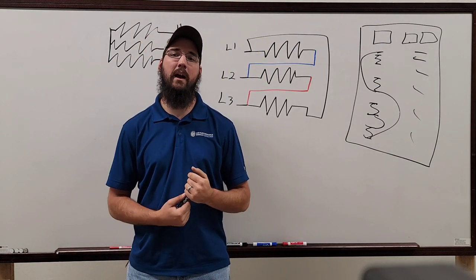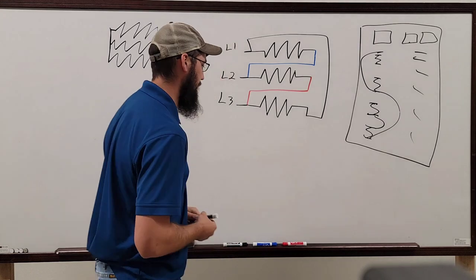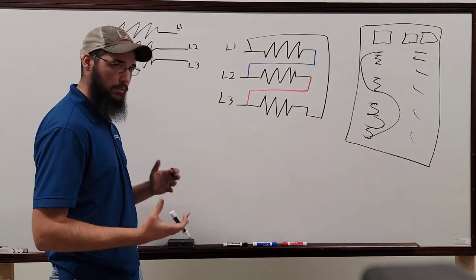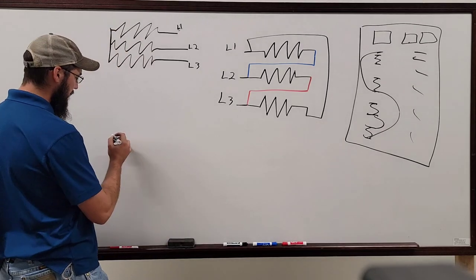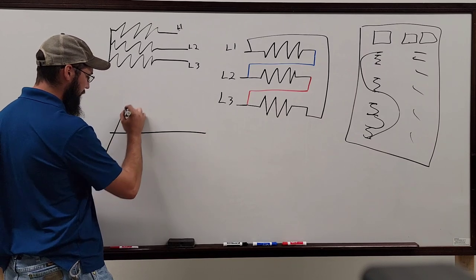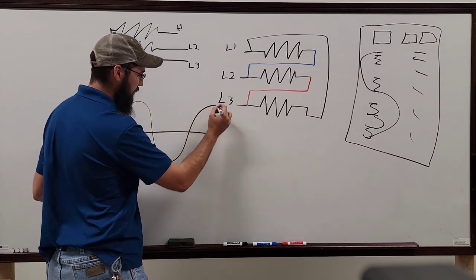Something I'll throw in there. A big question comes up: how do we have three phases? Okay, and I'll touch on this real quick because I only recently got a deeper understanding of this myself. All right, so we've got a sine wave. In that sine wave, here's one phase.